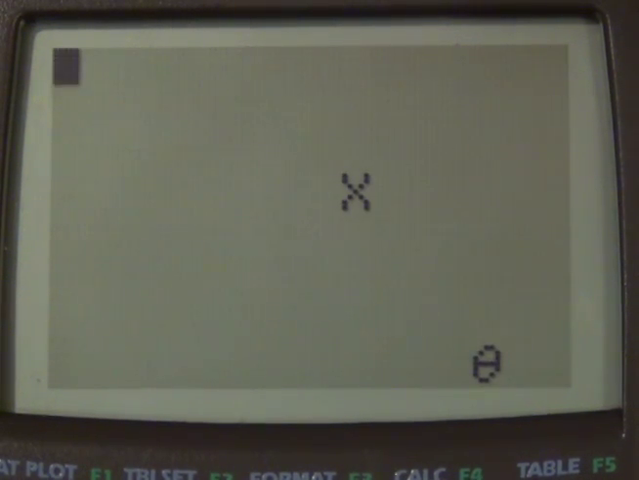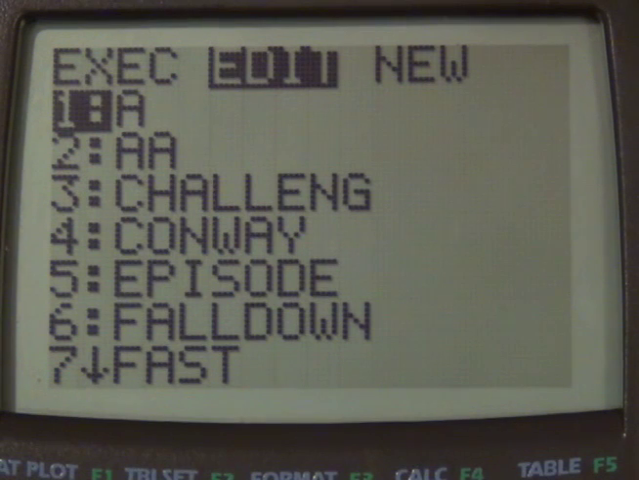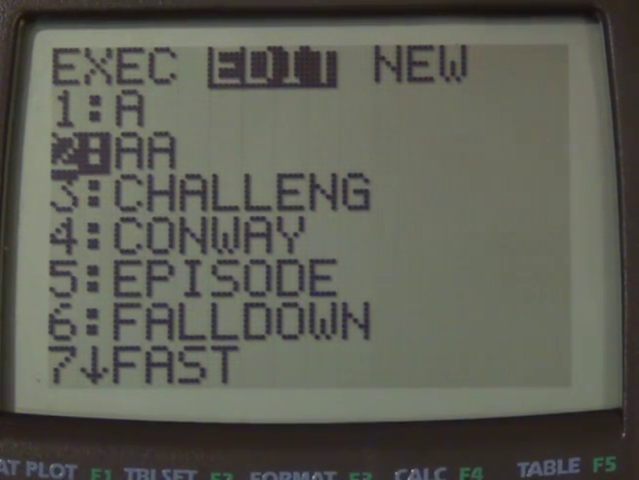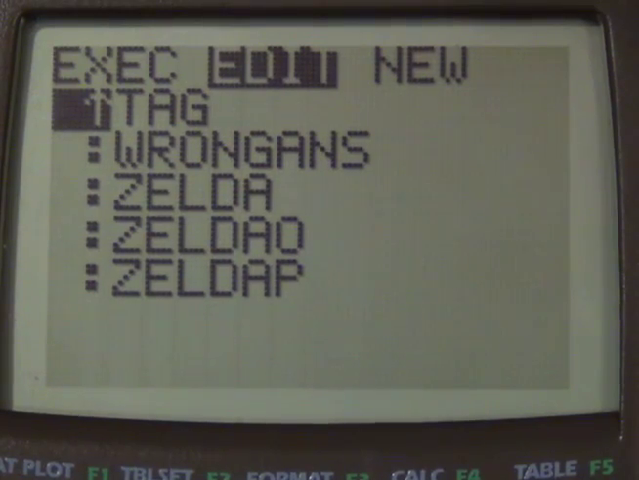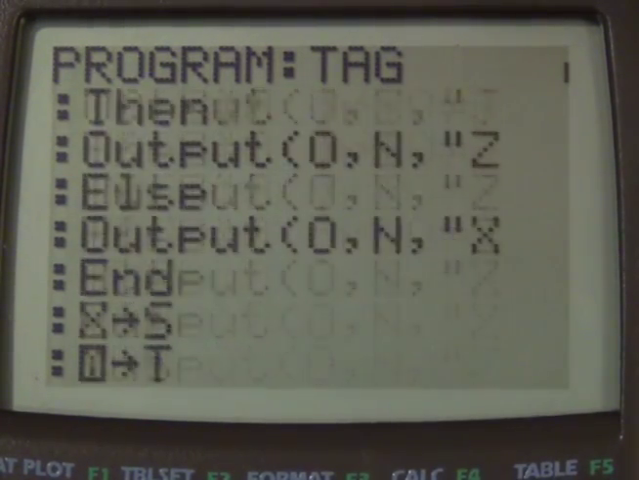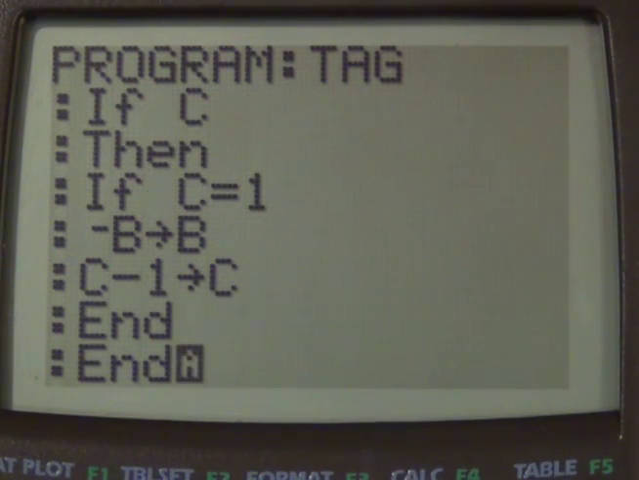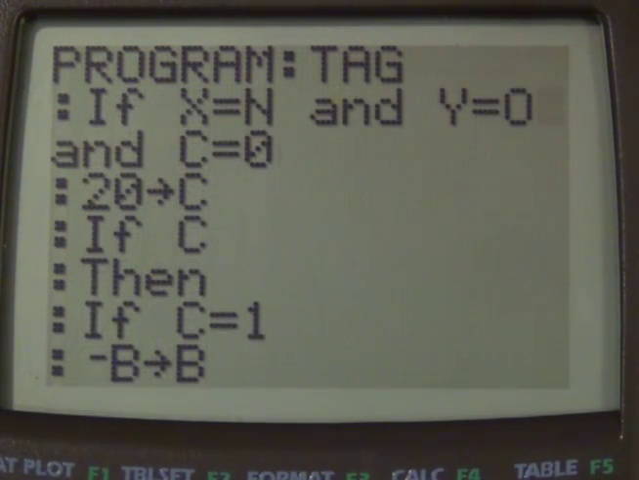So let's see, what's the state of B when he's running away? It's -1. So I want him to be in -1 when he's in Z mode. So let's go back to tag. So we'll just manage that down here. So we want B to be -1 when he's in Z mode.